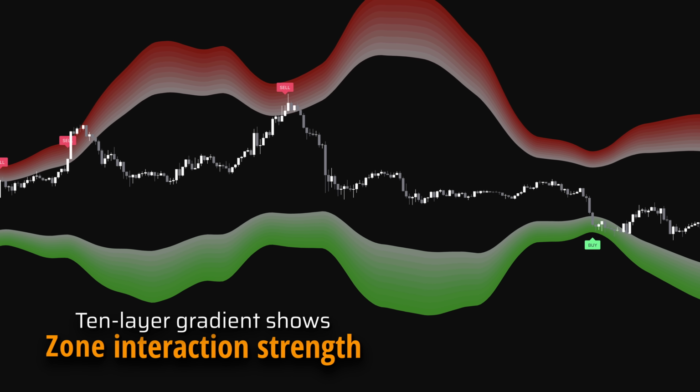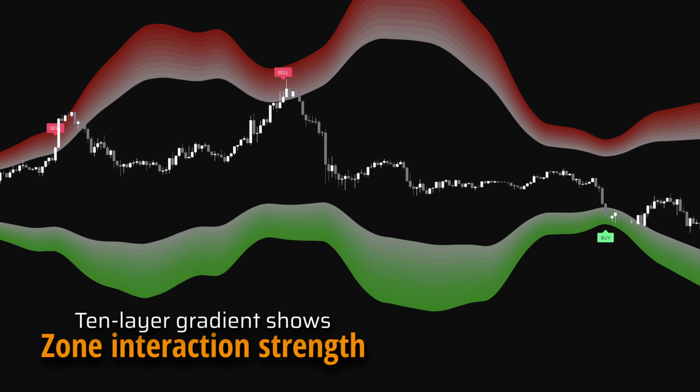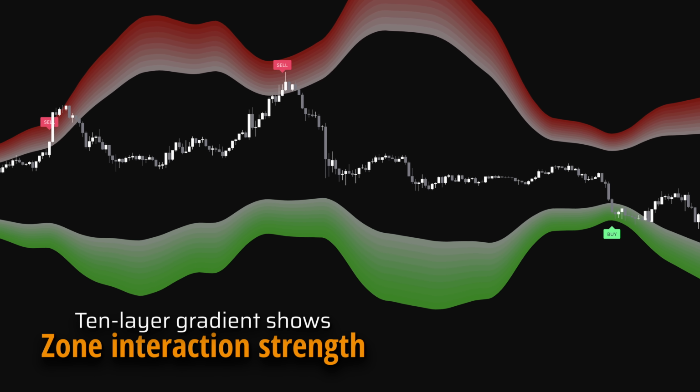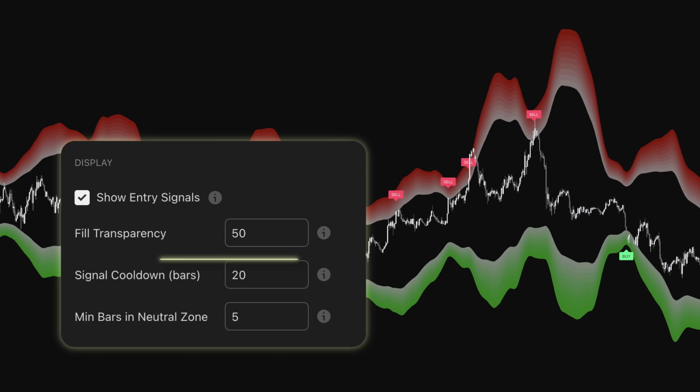The gradient visualization divides each zone into 10 layers, with color intensity progressing from light to dark as price penetrates deeper. Signal generation triggers when price enters extreme zones after spending time in neutral territory. The cooldown parameter prevents signal spam by blocking new alerts until minimum bars elapse.